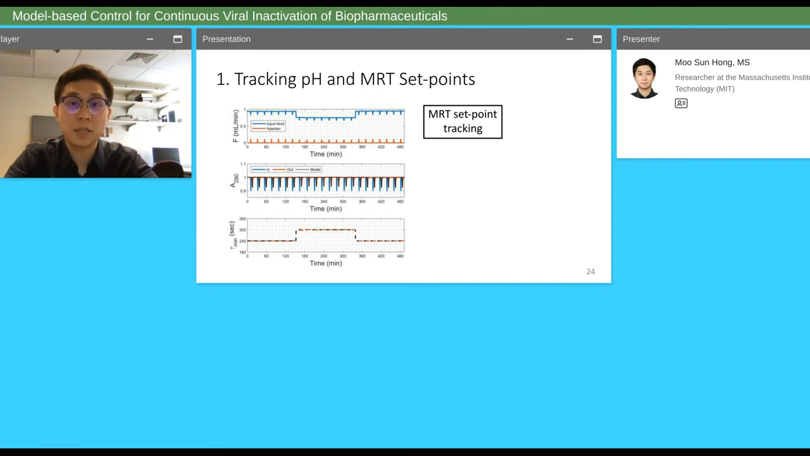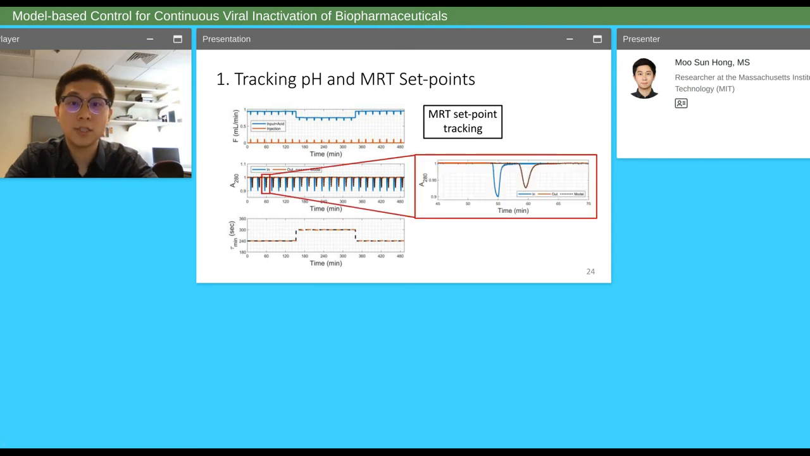Plots on this slide show the experimental results for tracking minimum residence time set points. Plots from the top show flow rate determined by the minimum residence time controller, absorbance measurements at the inlet and outlet of the column, and estimated minimum residence time with set points shown as black dashed lines. During the experiment, the minimum residence time set point was changed from 240 seconds to 300 seconds at 180 minutes and reverted to 240 seconds at 360 minutes.